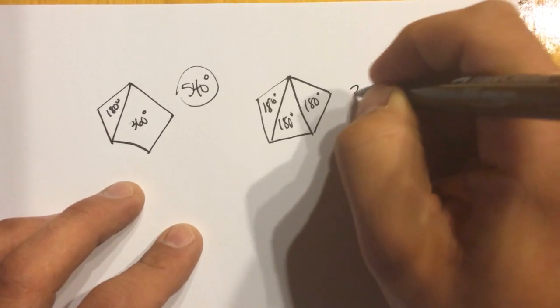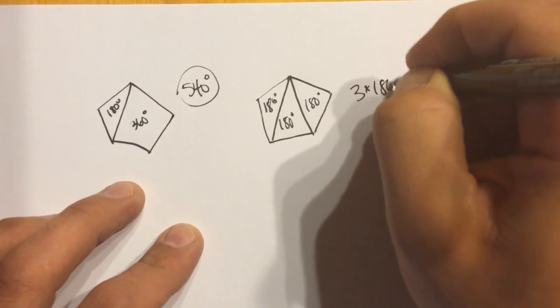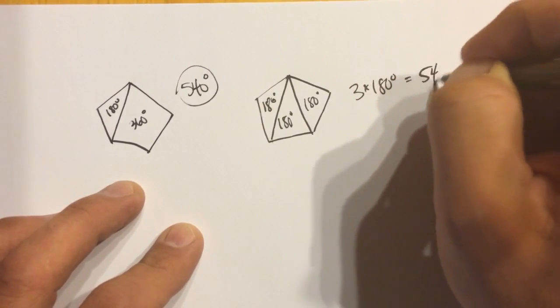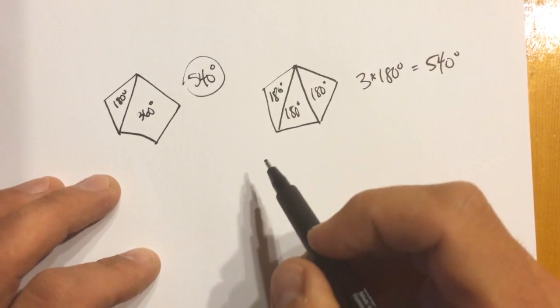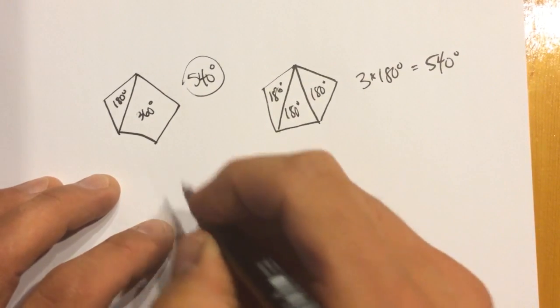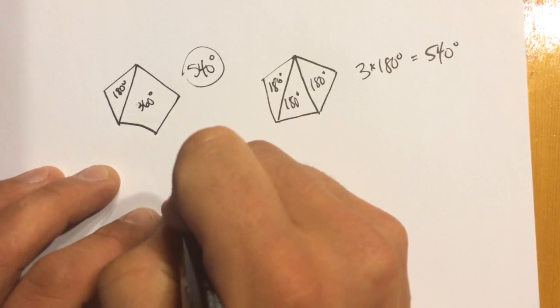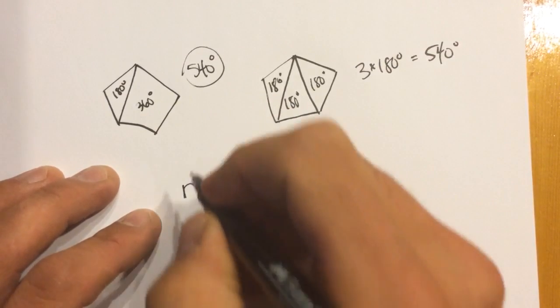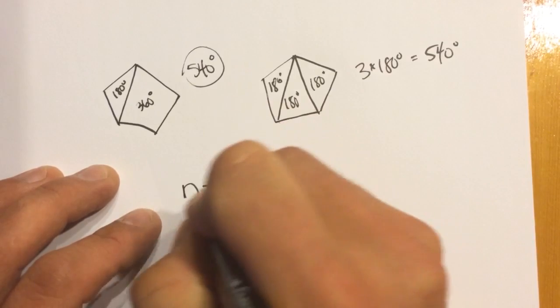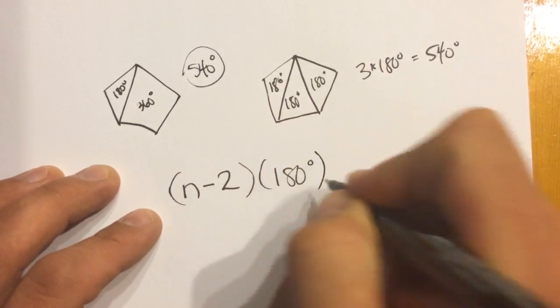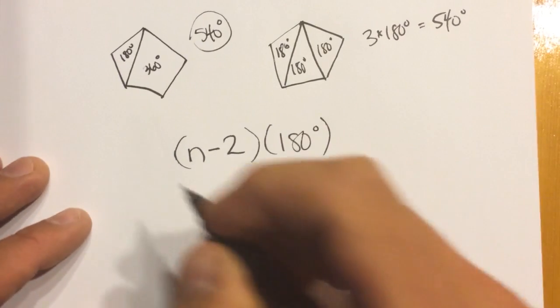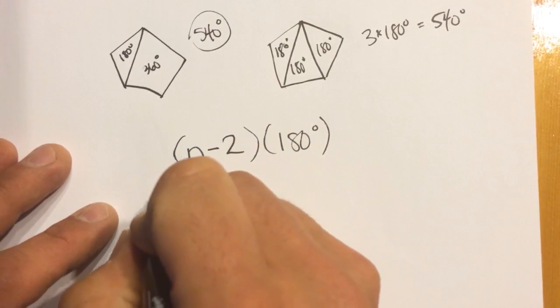And so 3 times 180 degrees is 540 degrees. And this we can generalize up. Every time we add a side, we end up adding a triangle. So in general, you take the number of sides, take away 2, and multiply that by 180 degrees. So let's just try that out with our examples.